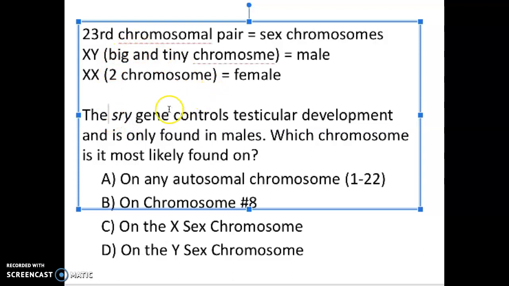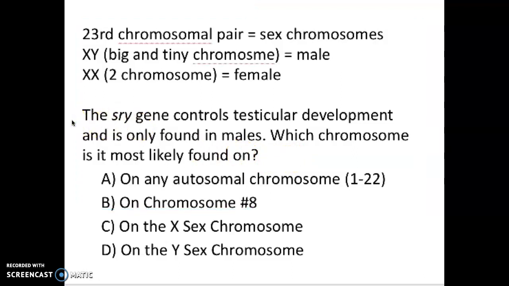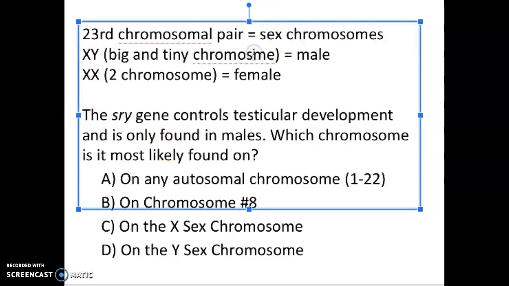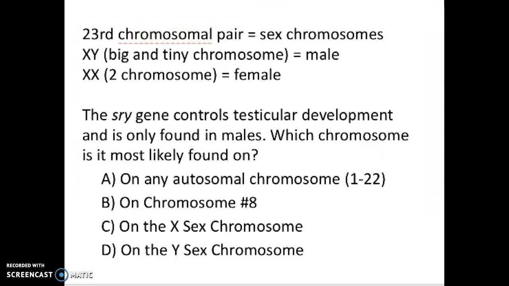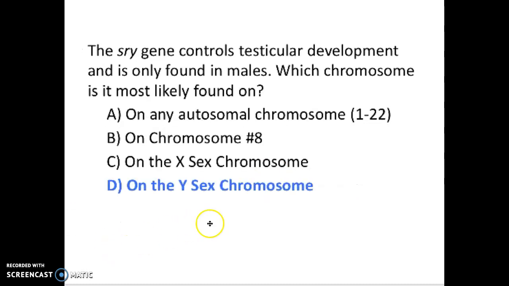The SRY gene controls testicular development and is only found in males. Which chromosome is it most likely to be found in? So go ahead and take your time, dissect the question, try to figure out which ones are wrong and which ones are right. Okay, so now that you tried, here is the answer. The answer is that it's found on the Y sex chromosome.